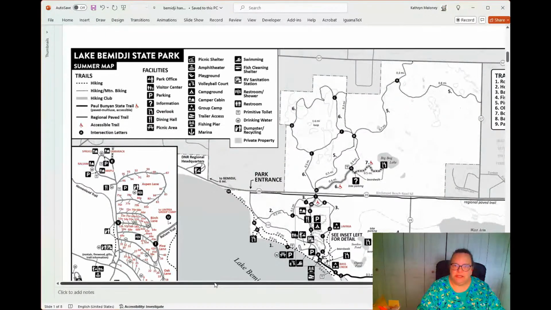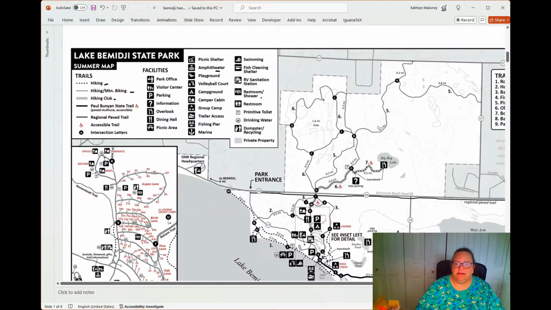One thing that you'll see when you're looking at a map is you'll have this part over here on the left, and this is called the key. And the key tells us what all of these little icons mean. So we have hiking trails, mountain biking hiking trails, a hiking club, and so on. Then the facilities, we have the park office. That's where you're going to find the park ranger, visitor center, parking, and so on. Then for this particular state park, there's an amphitheater. That's where you can go and see little performances, or sometimes the park ranger will go and talk about different things about the park, playground, volleyball, and so on.